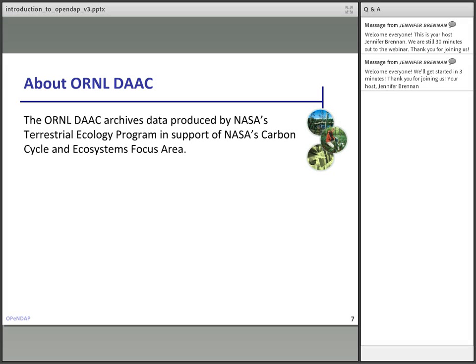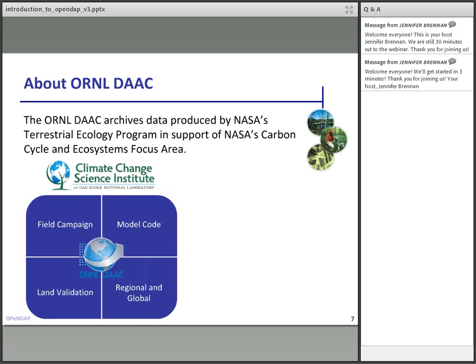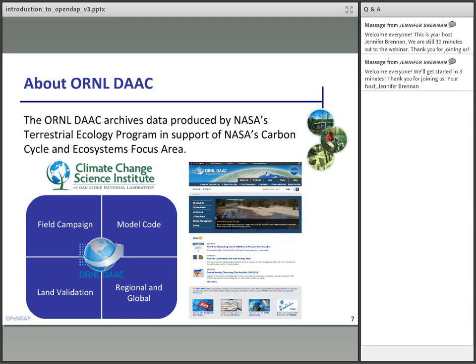And it's part of the Climate Change Science Institute at the ORNL. It provides 3 major categories of data products: field campaign data, land validation data, and regional and global data. And it also archives model codes. And the ORNL DAAC website, daac.ornl.gov, provides useful resources.